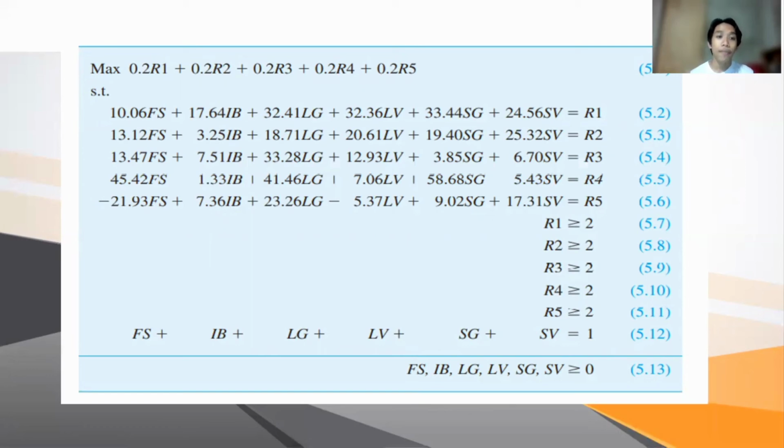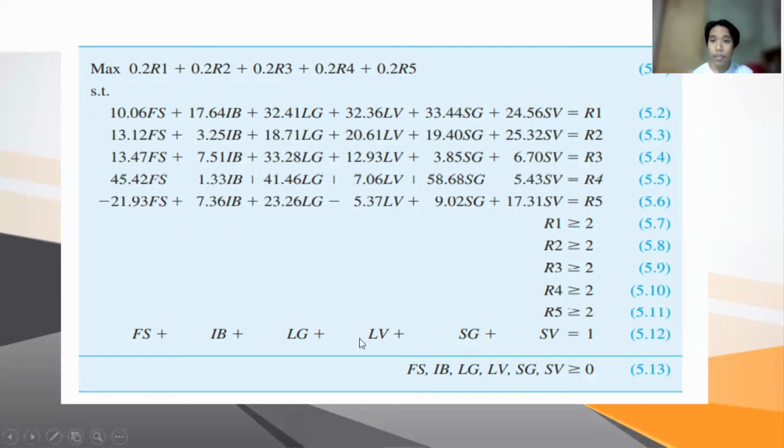Then 13.47 FS plus 7.51 IB plus 32.28 LG plus 12.93 LV plus 3.85 SG plus 6.70 SV is equal to R3. Next is 45.42 FS minus 1.33 IB plus 41.46 LG plus 7.06 LV plus 58.68 SG minus 5.43 SV is equal to R4. Next is negative 21.93 FS plus 7.36 IB plus 23.26 LG minus 5.37 LV plus 9.02 SG plus 17.31 SV is equal to R5.